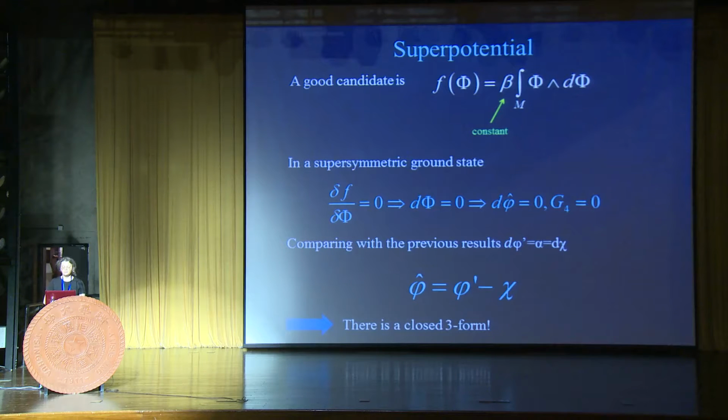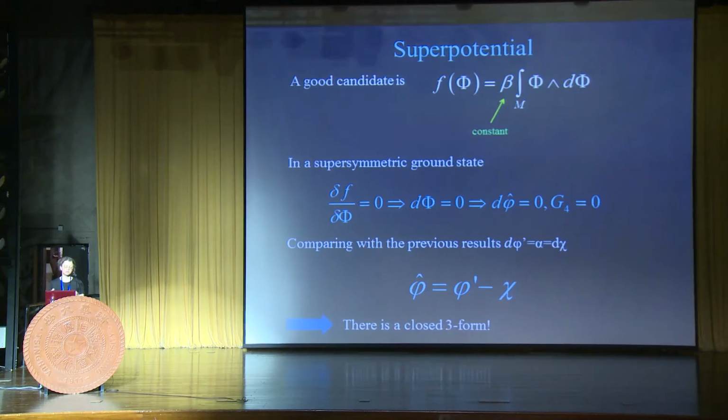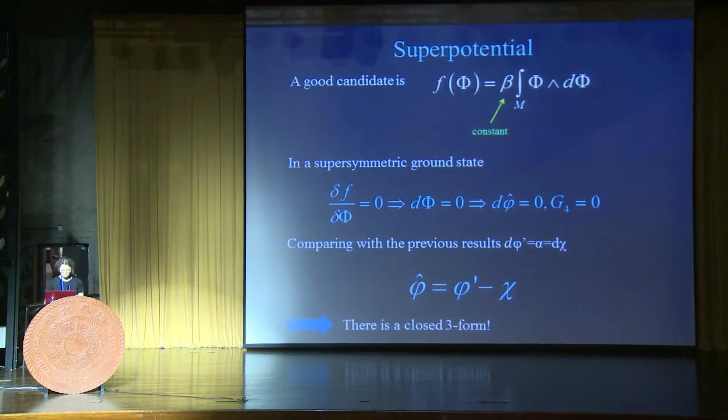But the important message to take away from here is that we always have a closed 3-form, phi hat. That's one of the cohomology conditions that we needed for our existence proof. So there's always a closed 3-form.